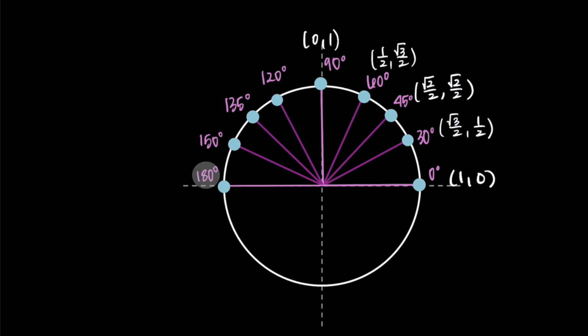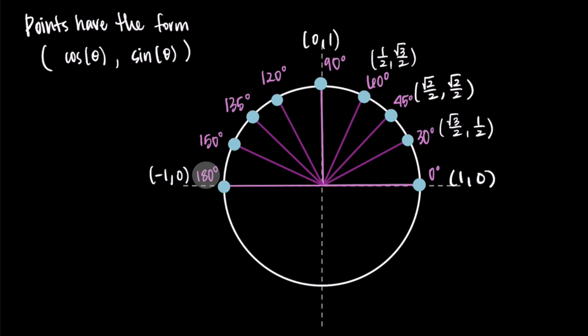So I'm going to start with 180 degrees. Now, this point is over to the left by 1 and up 0. So that is a negative 1 on the x and 0 on the y. That's because the circle has radius 1, so as I go to the left, I'm going over by a negative 1. We can follow this same logic for the other points.